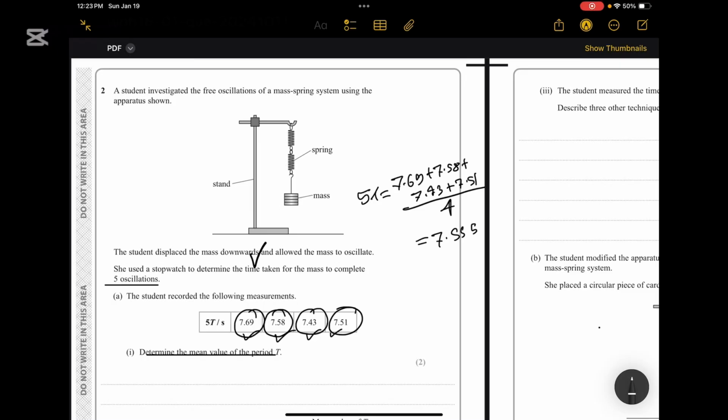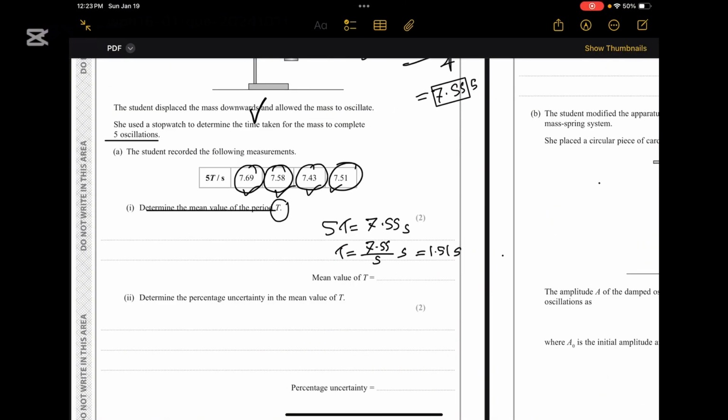This is the 7.55 seconds. Now she has asked us to find the value of T. We know 5T is equal to 7.55 seconds. So T is equal to 7.55 divided by 5 seconds, which is equal to 1.51 seconds. So we are done with finding the value of T.